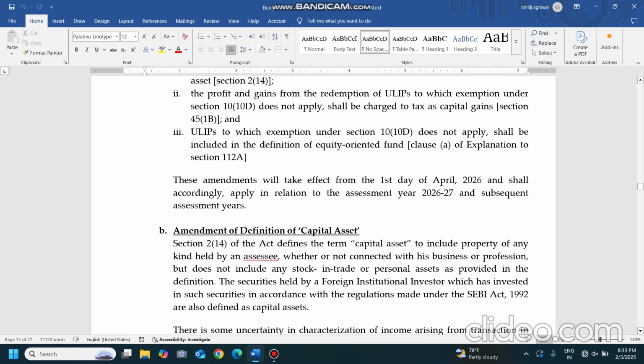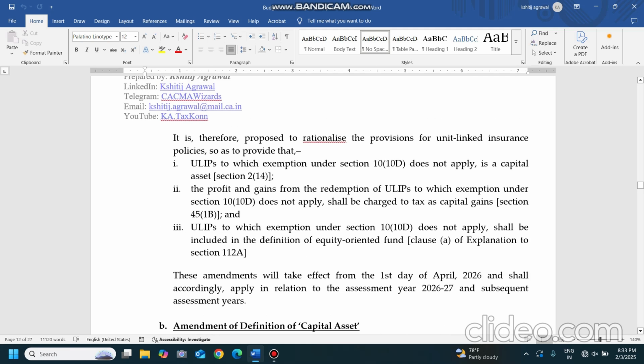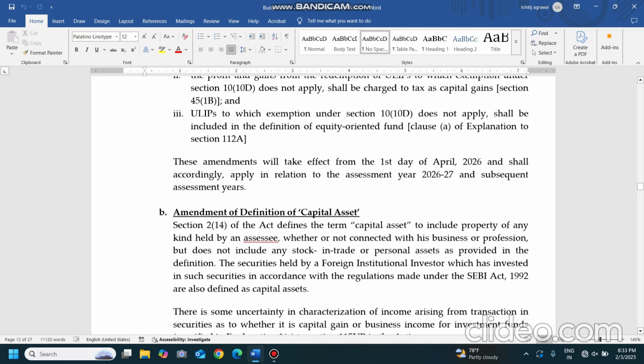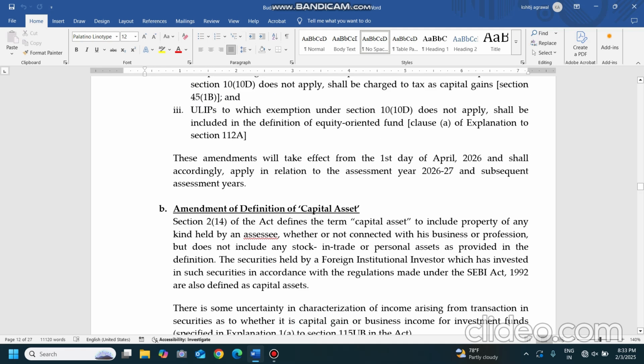So 3 things will happen in ULIPs. 3 rationalizations are done; no specific amendment is there. It is a capital asset under section 2 clause 14. It will be taxed as capital gain under 45 subsection 1b, and it will be covered under the definition of equity oriented fund. This also will apply from assessment year 26-27.